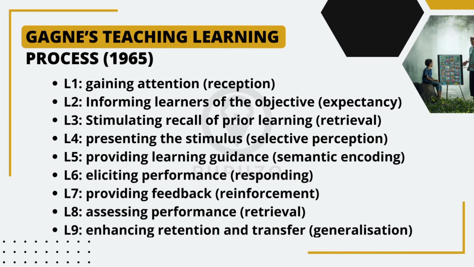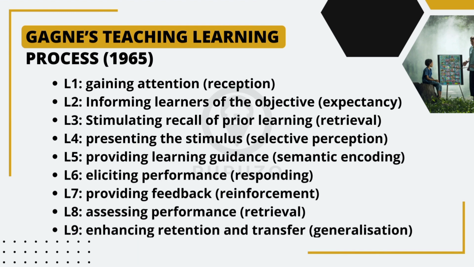Additionally, GAGNE's teaching learning process, developed in 1965, outlines a 9-step approach to effective instruction. These steps provide a roadmap for engaging learners and facilitating meaningful learning experiences. The first step is gaining attention, where teachers captivate learners' interest and create a receptive learning environment. The second step involves informing learners of the objectives, setting clear expectations, and establishing a sense of expectancy.